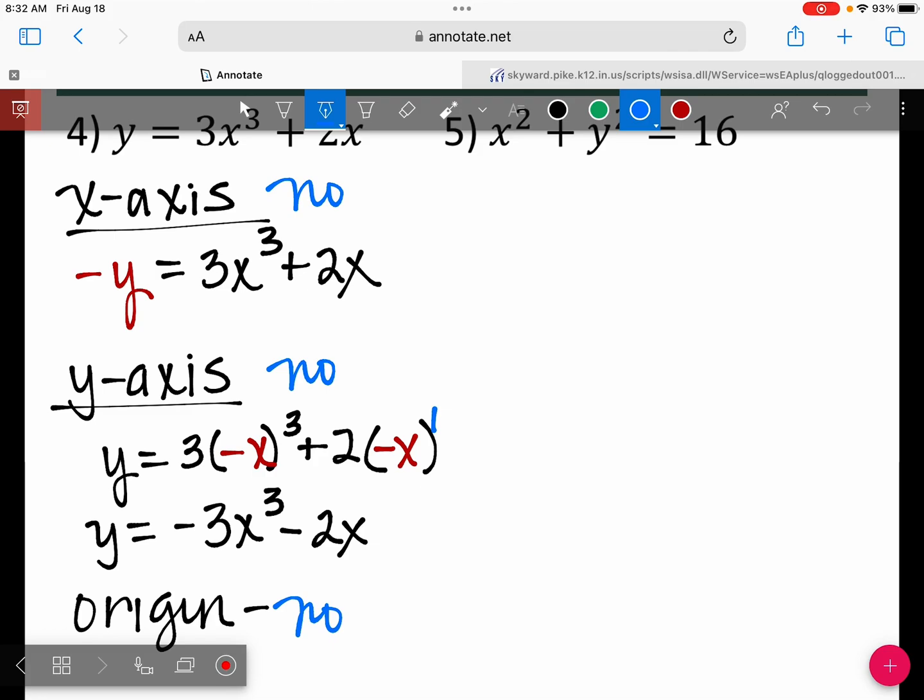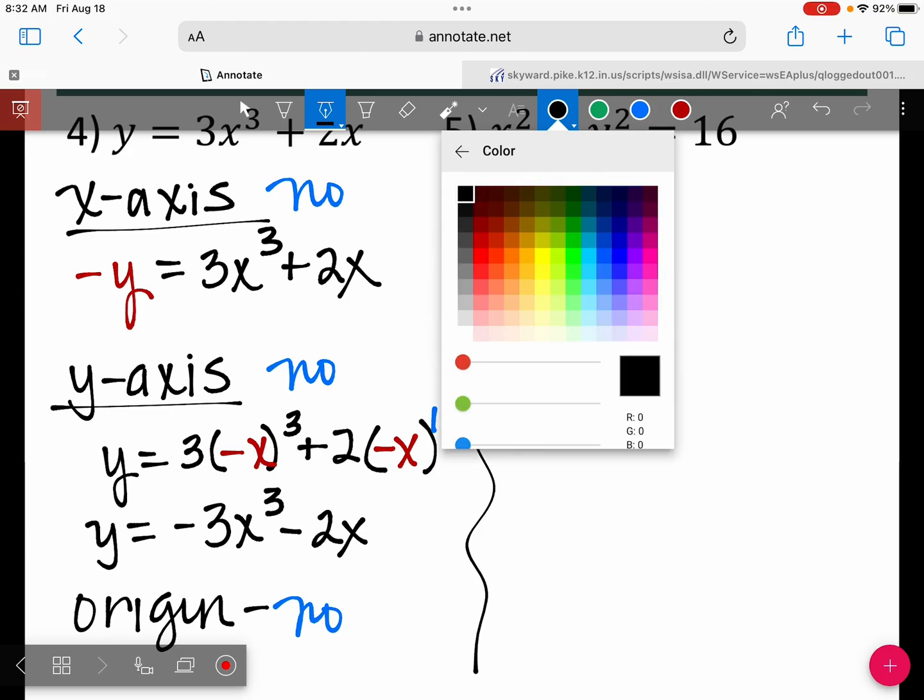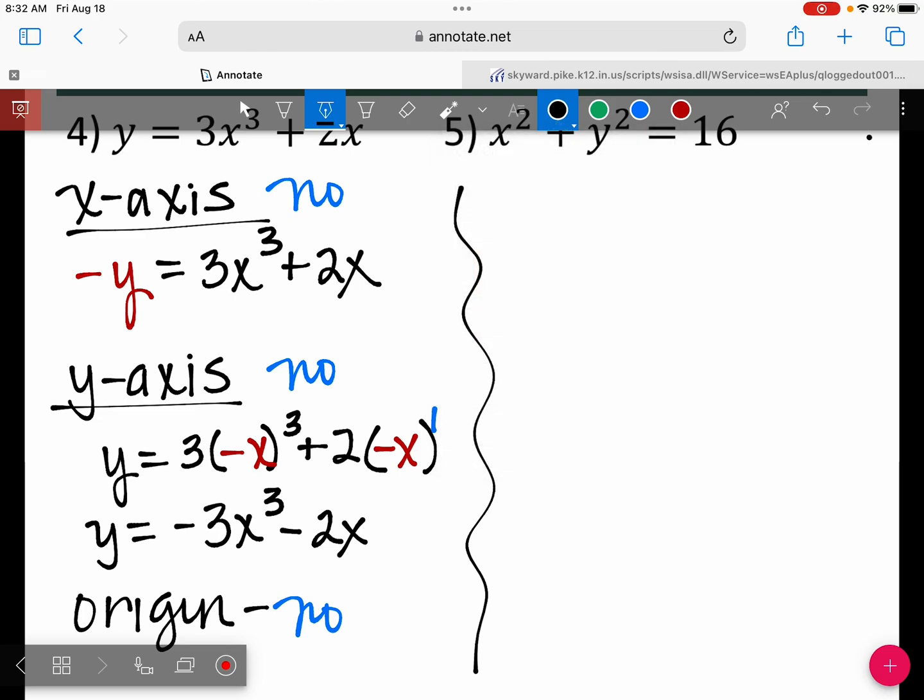And you probably recognize that number 5 is an equation for a circle that has a center at the origin with a radius of 4. So this is the only one that will have origin symmetry. So let's go ahead and test it out. And I recognize that without doing it because both x and y have an even power. So that's how I can tell immediately before I even do any algebraic tests.